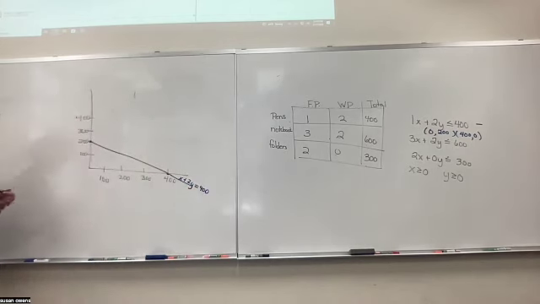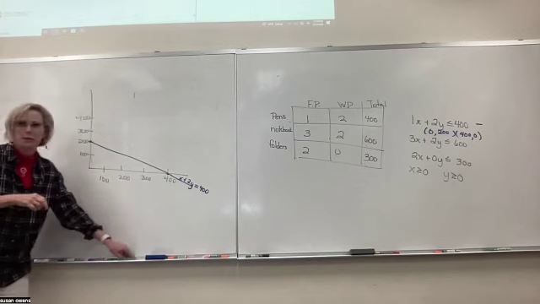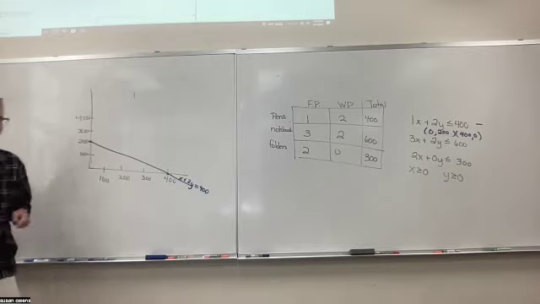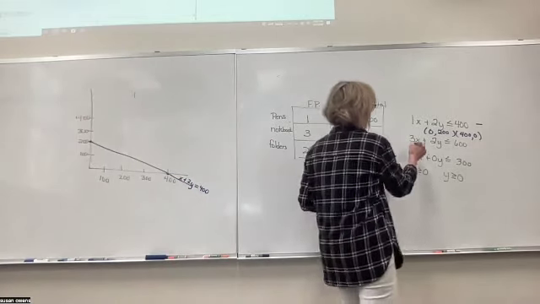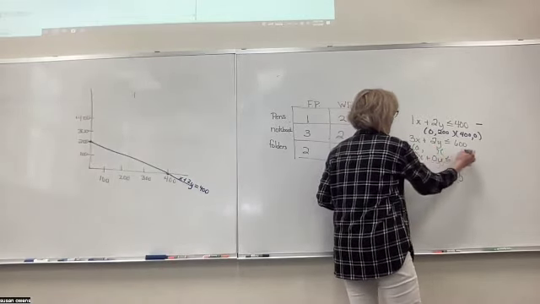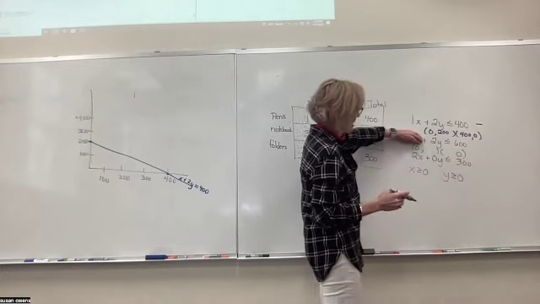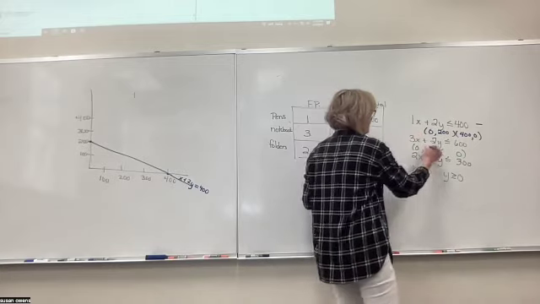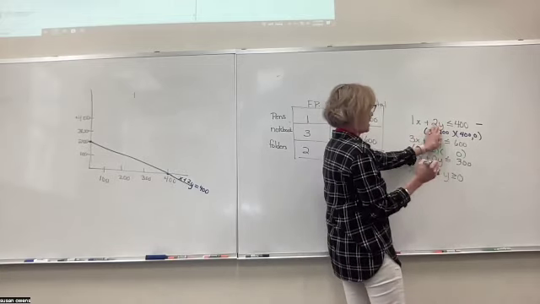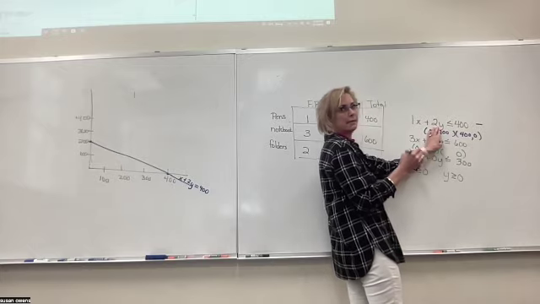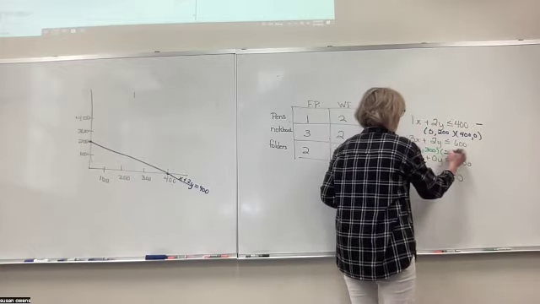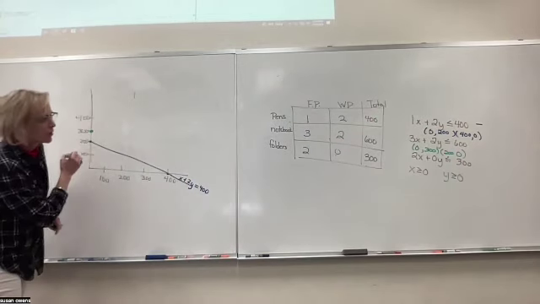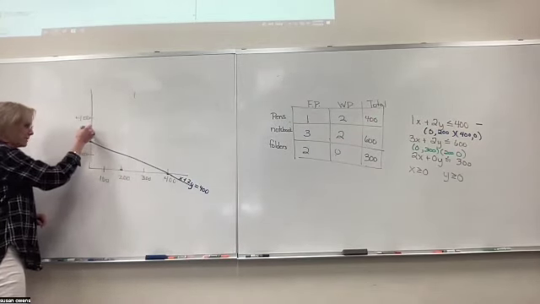Okay. All right. Good so far? Yep. Ready to move on to the next line? Okay, again, in standard form, 0, 0. When x is 0, y is 300. When y is 0, x is 200. Okay. Over 0, up 300, over 200, up 0.